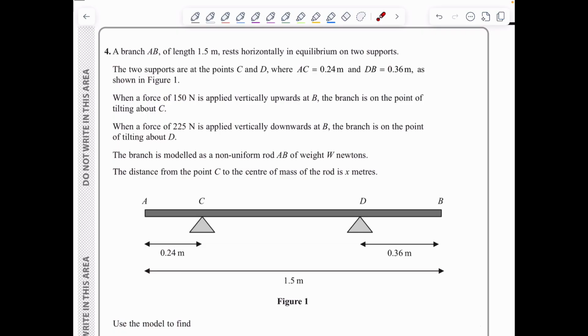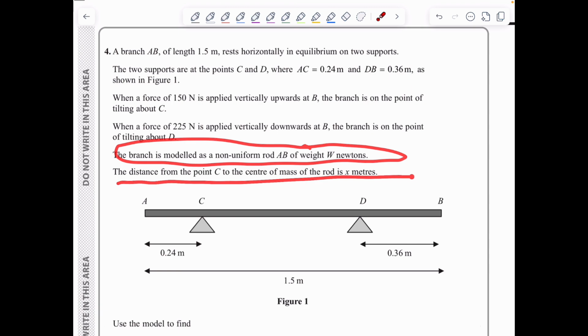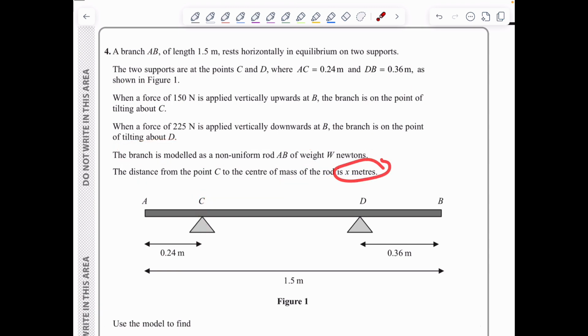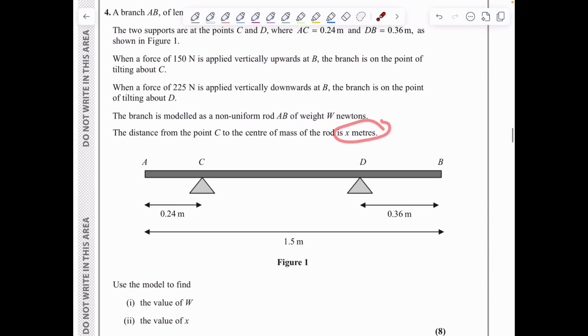We are modeling the branch as a non-uniform rod having a weight of W newtons. We are told that the distance from the point C to the center of the mass is x meters, and we need to use the model to find the value of W and the value of x. So let me start by adding the forces here.